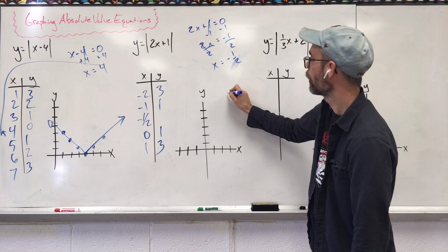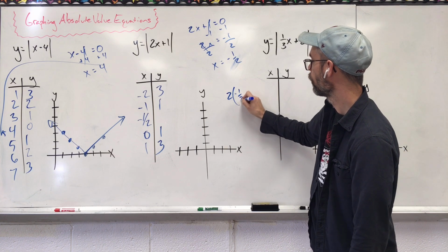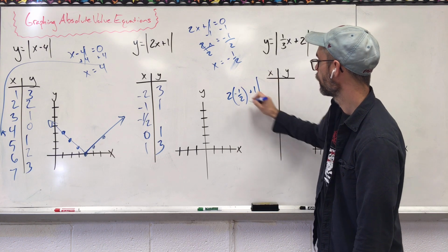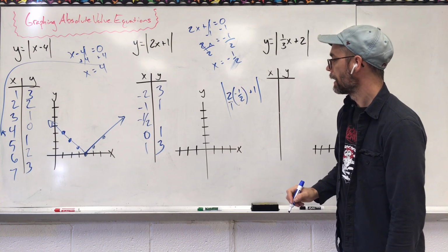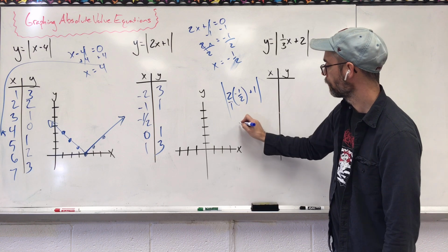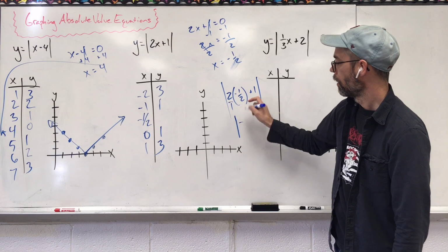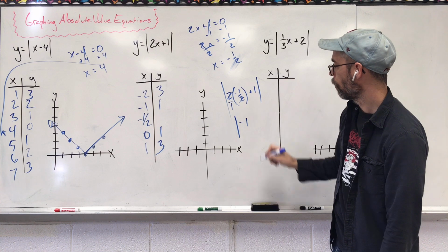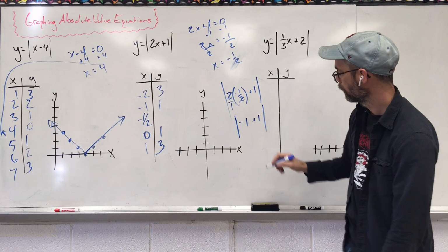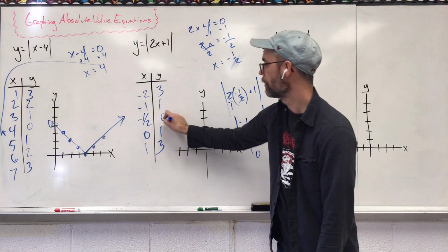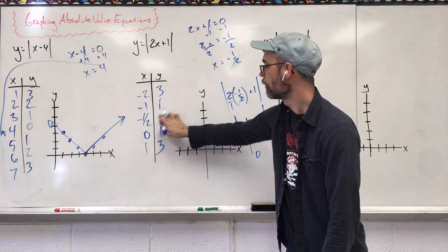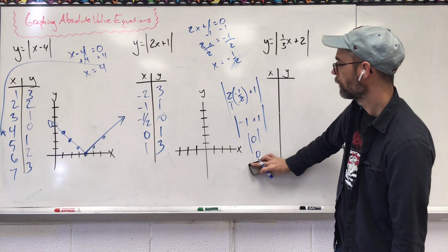So here's going to be a little bit of work. 2 times negative 1/2 plus 1. So turn that 2 to a fraction. Now you're going to have a negative and a positive, going to give you a negative. These 2's cancel out, and you're left with just that 1. And then plus 1 gives us a 0 on the inside. Absolute value of that is a 0. So, okay, fraction wasn't too bad.